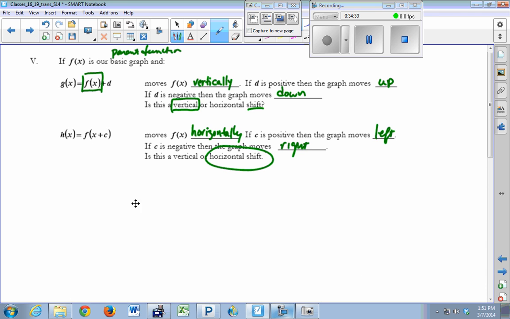So this is how you want to start a summary page, because we're going to be looking at lots of different transformations over the next couple of days. So you may want to start a page where you have a summary of your different transformations. This would come under the vertical shift, and the next one would come under horizontal shifts.